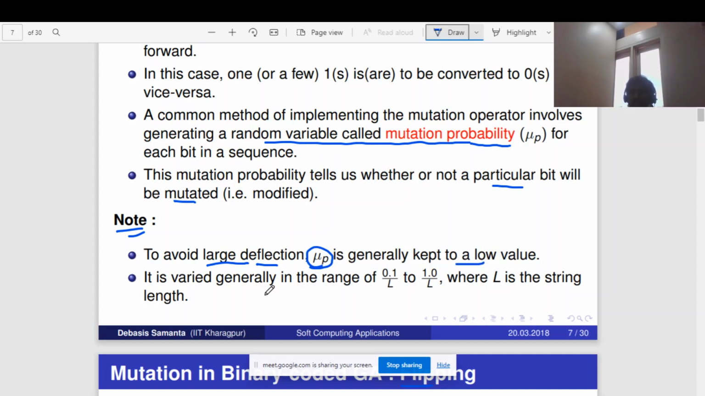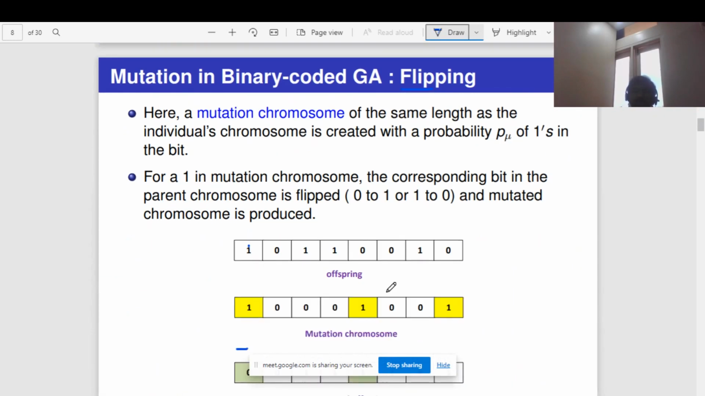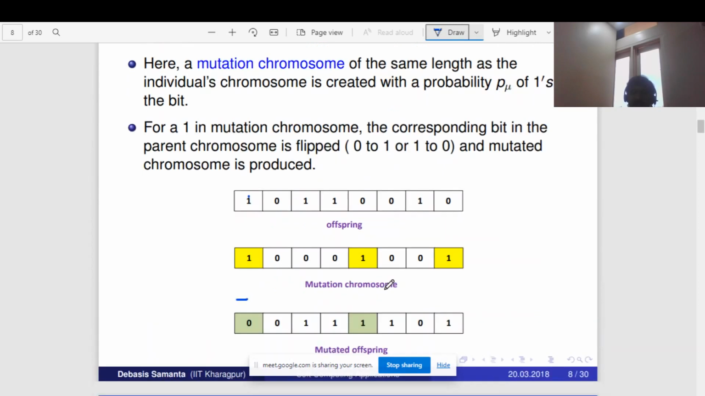It will be in the range of 0.1 by L to 1 by L, where L is the length of the chromosome. If the length of the chromosome is 10, then this range will be 0.1 by 10 to 1 by 10, right? So this is how this technique works.